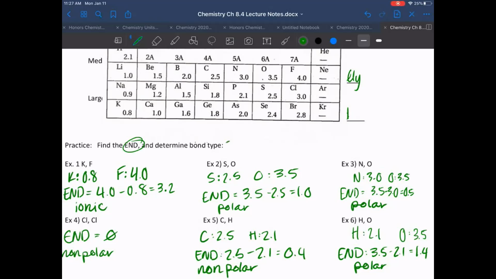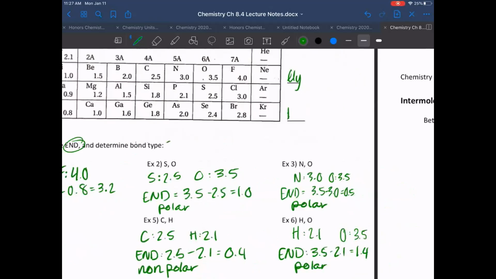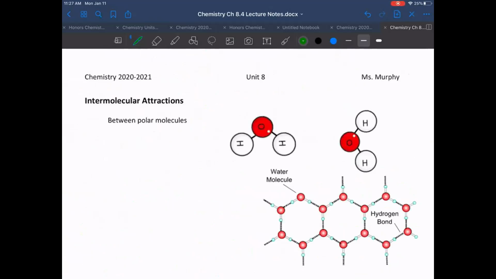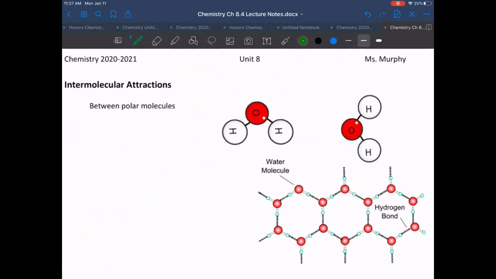So let's talk about what that means for intermolecular attractions, or the attractions between molecules. We're first going to talk about attractions between polar molecules, and water is a great example for this. When I say polar, I want you guys to think of opposite poles. Think of North Pole, South Pole. They're going to have differences here. And this concept applies to the molecule, because you're going to get one side that's partially negative and one side that's partially positive.